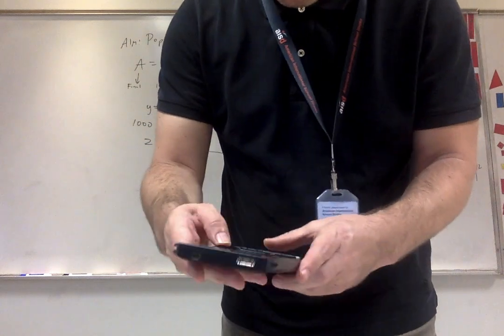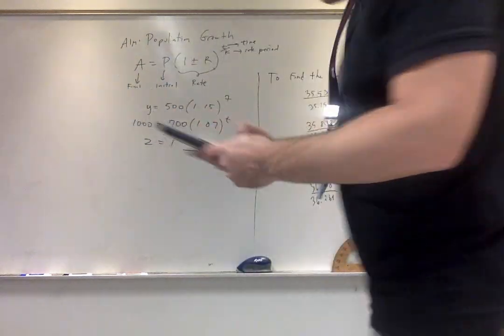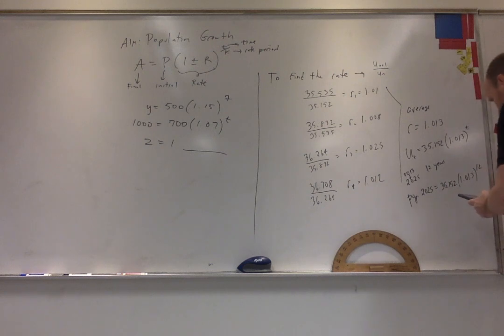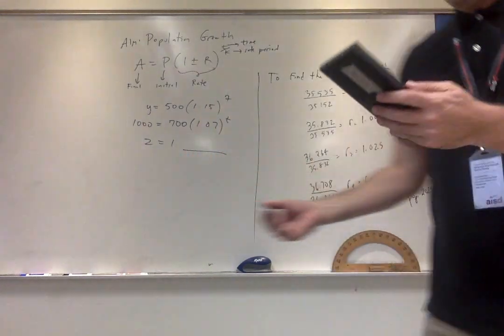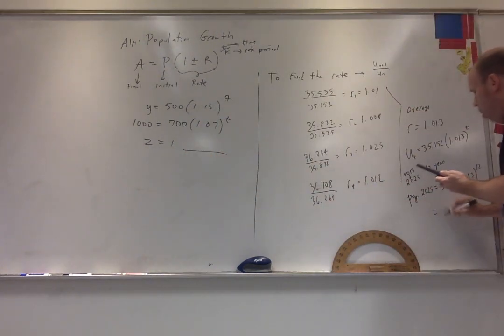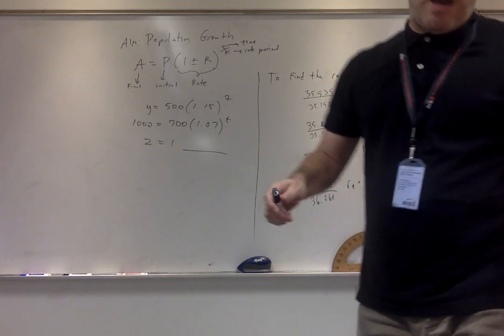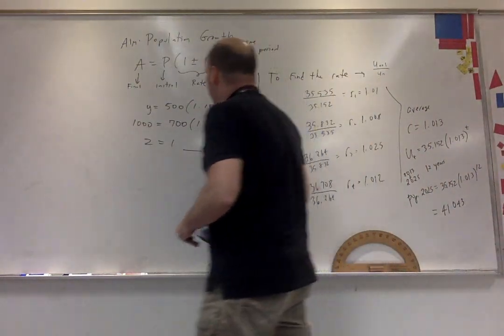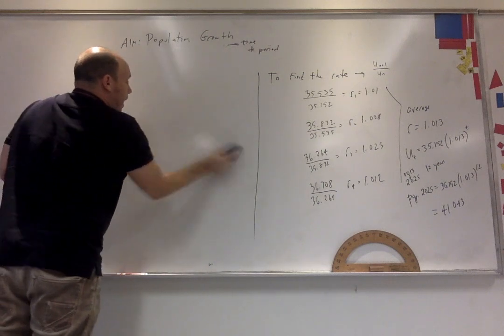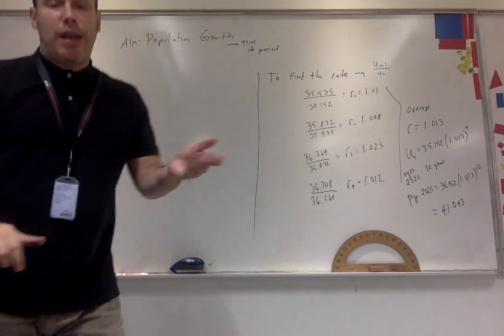We can do that. Let's turn the calculator on. And what do I got? 35.152 times 1.013 raised to the 12th power. I got 41,045. And so this is the idea of this unit. It's taking the data. So instead of writing rules down, let's just do these problems together, and let's just see what we got. So let's read the next problem.